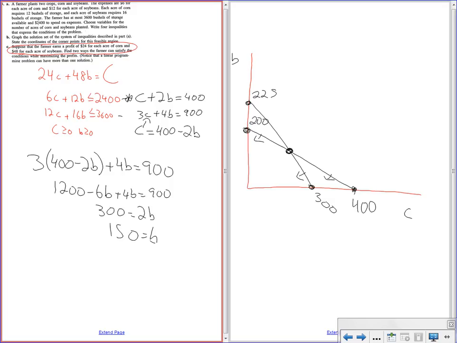That's good. So now I know what the value of B is. To figure out what the value of C is, we know that it's going to be something comma 150. What's 2 times 150? 300. 400 minus 300 is? 100. So there's your 4 ordered pairs to check.